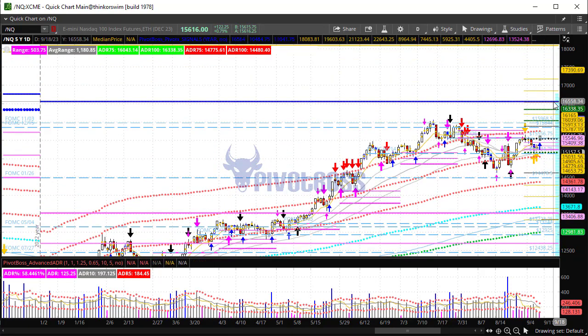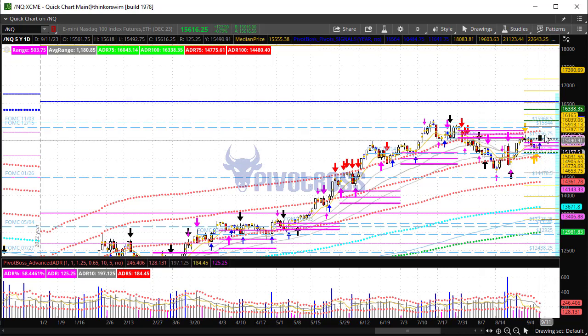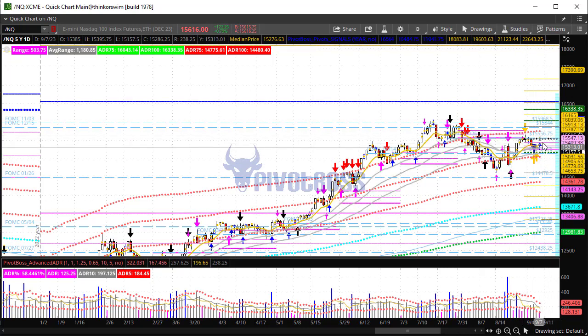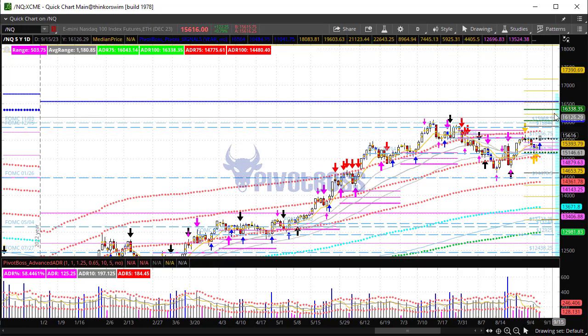That'll be just past the 16.5 level. So we could be looking at quite a bit of strength ahead if this can materialize into a full-on breakout.